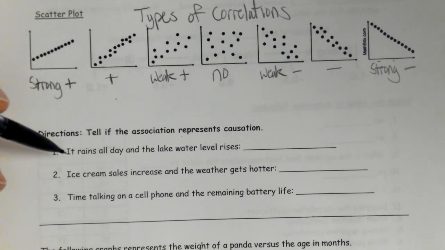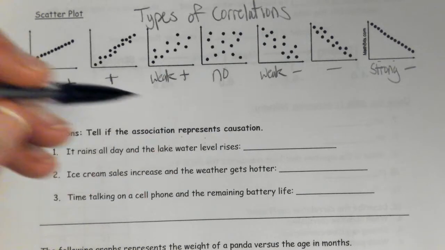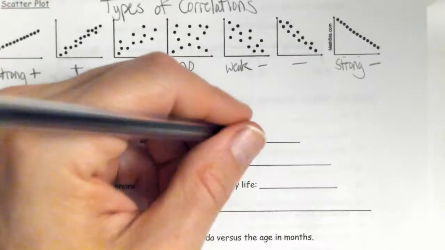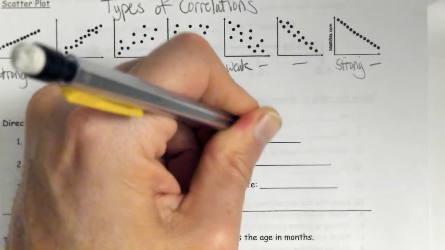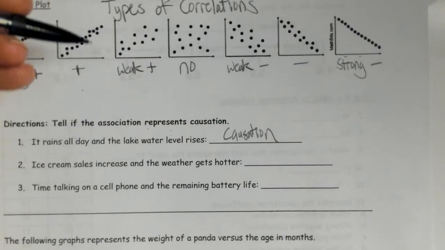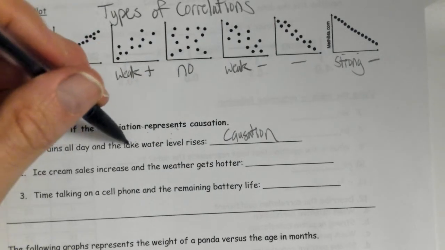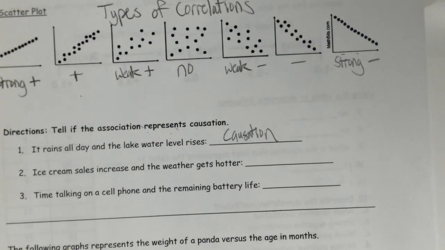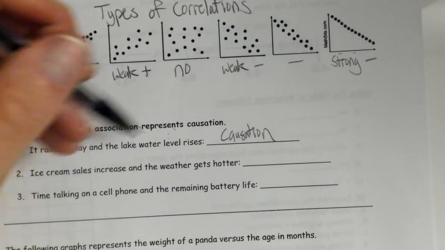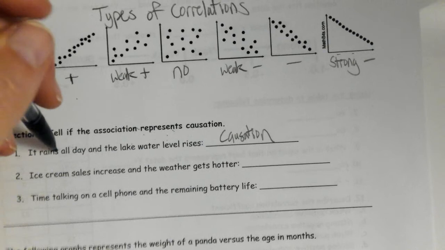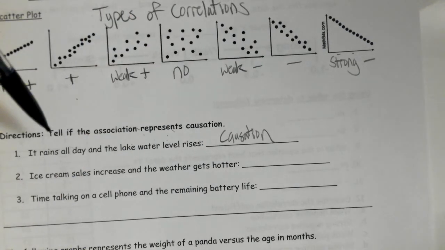Let's read the first one. It rains all day and the lake water level rises. Okay, we would say that does have a causation. All right. Okay, because raining all day will directly cause the water level in the lake to rise. All right, so we'll say that this association does represent a causation because this will cause this. All right, direct causation.